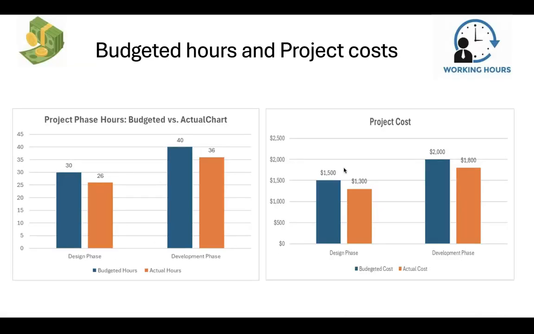Next slide, please. So here is the project phase of the project, the hours and the cost, for the design phase and the development phase, the actual and the budgeted. The budgeted hours for the design phase are 30, and the actual hours are 26. For the development phase, 40 is the budgeted hours and 36 is the actual hours. And here's $1,500 overall budgeted cost for the design phase, and $1,300 for the actual cost for the design phase. And for the development phase, $2,000 for the budgeted cost and $1,800 for the actual cost.